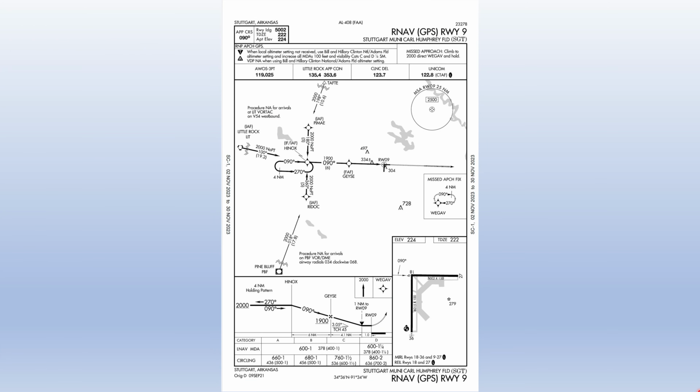So let's take a broad overview of the approach here and do a briefing on the approach plates, and then we'll get into the specifics of how to fly this type of approach. We'll start at the top left of the plate like we always do. We confirm that this is indeed Stuttgart, Arkansas that we are going into, and that is the RNAV-GPS approach to runway 9 into Stuttgart Municipal Carl Humphrey Field.